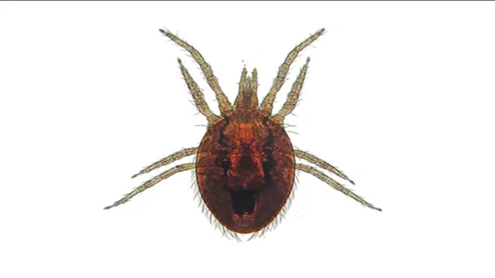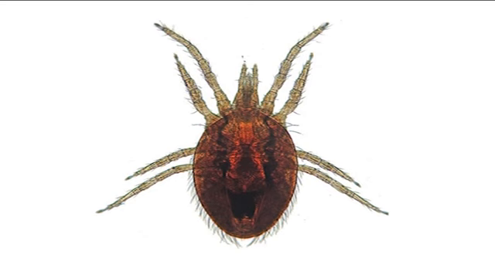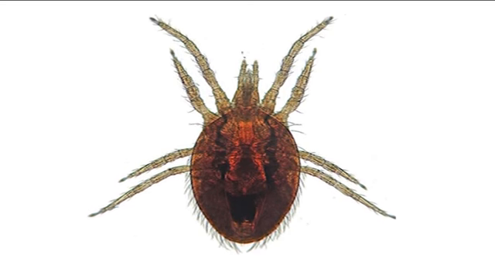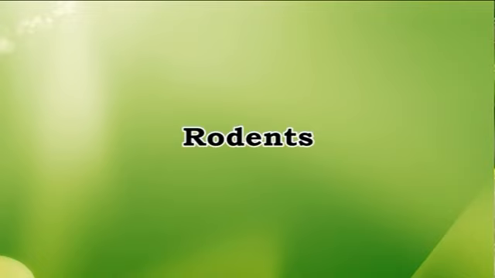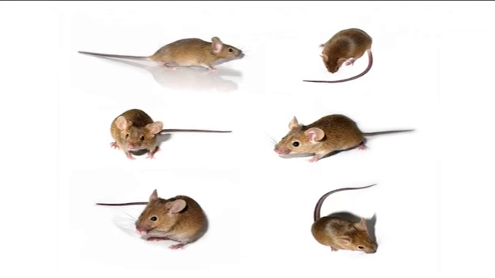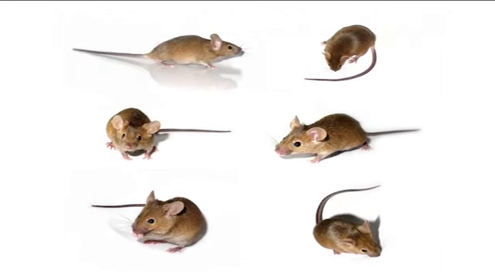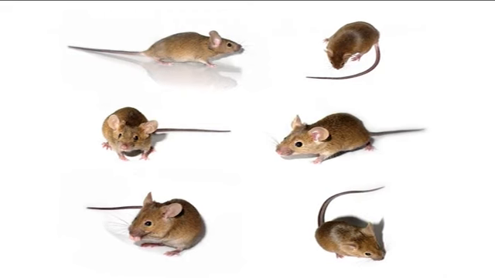Mites. These are creatures like insects but have a soft body and 4 pairs of legs. These tiny creatures have red or pale yellow color. They suck the sap from the plant and attack the crops in huge numbers. Rodents. This group of pests eat away large amounts of human food and also damage the crops on a large scale. They are also responsible for heavy loss to stored grains on farms, in warehouses and houses.